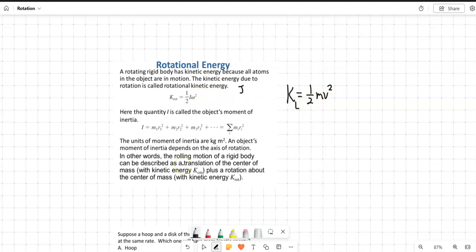Typically when we're talking about linear kinetic energy, we're talking about the center of mass of the object. That center of mass is moving, so it's almost like a point source. But with rotational kinetic energy, we're talking about an object spinning about its center. And again, its units are in joules.